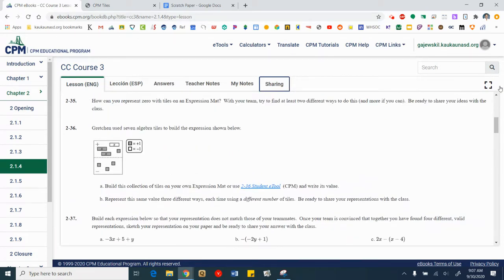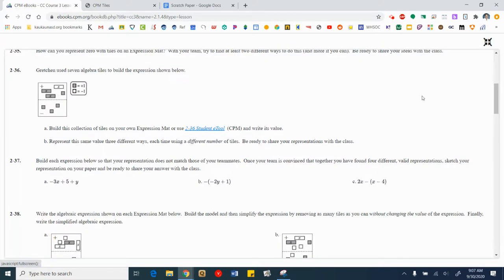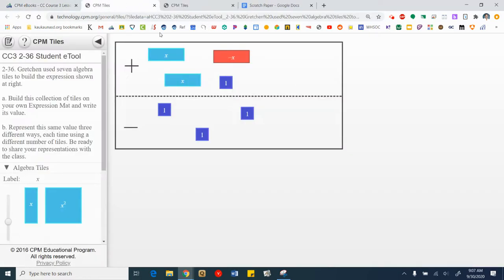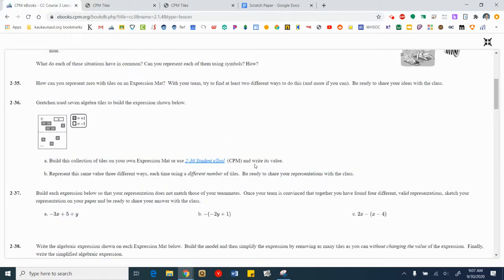All right, back to full screen here, 2.3.6. Gretchen used 7 algebra tiles to build the expression shown below. Build this collection of tiles on your own expression mat or use eTool 2.3.6. Let's go ahead and open up the eTool here. All right, that expression is already made here. Then we want to write its value.